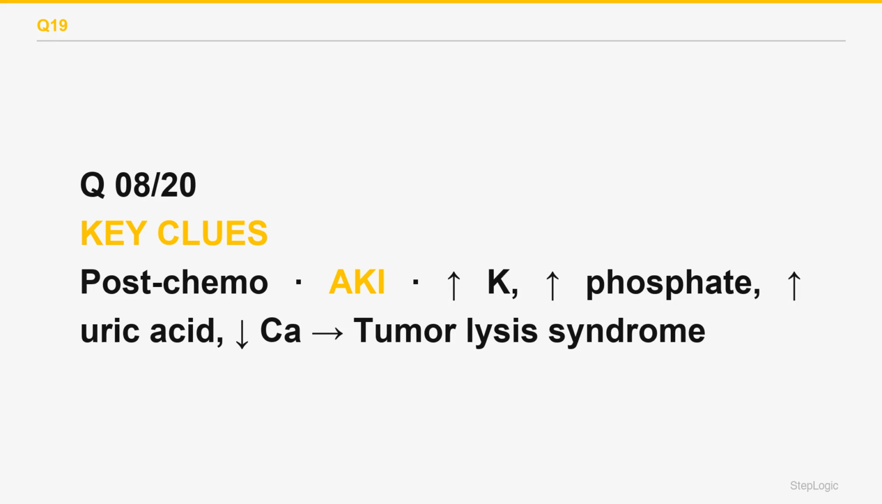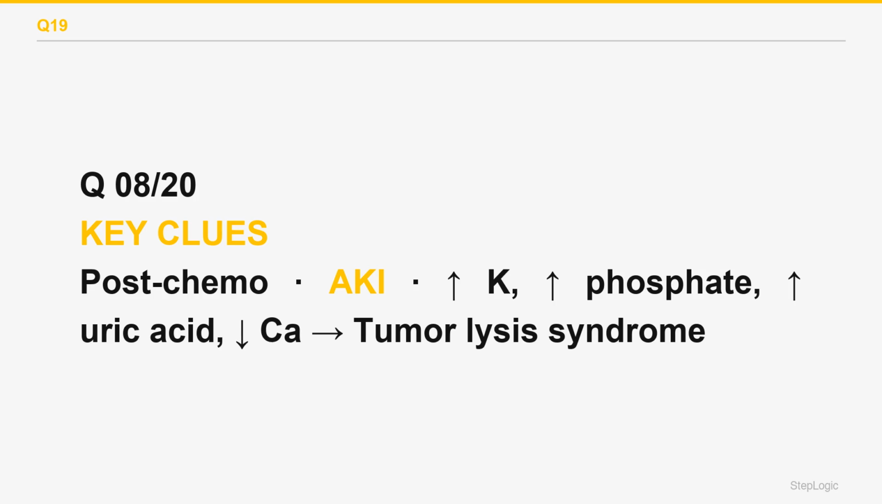It occurs when a large, rapidly dividing tumor like Burkitt lymphoma or acute leukemia undergoes massive cell lysis, usually shortly after starting chemotherapy. The dying cells dump their intracellular contents into the blood: potassium, causing hyperkalemia and risking arrhythmia; phosphate, causing hyperphosphatemia; and nucleic acids that are metabolized to uric acid, causing hyperuricemia.